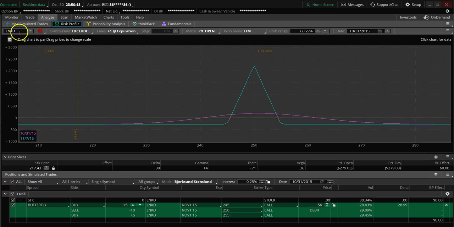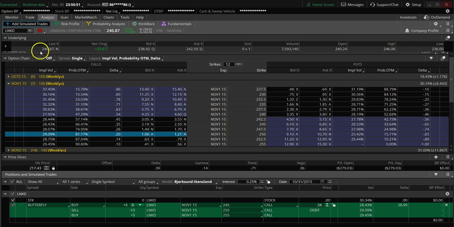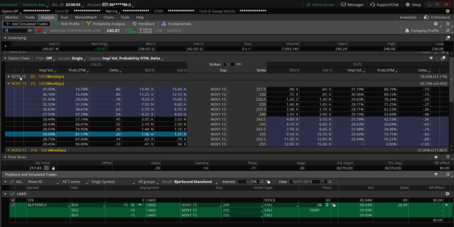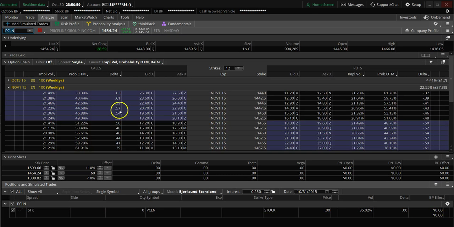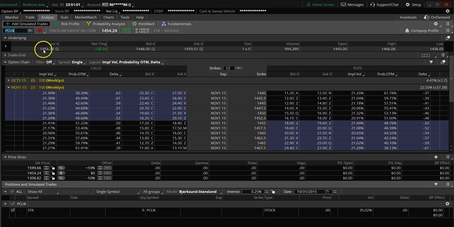And we can take a look at another stock on this, and we could look at something that's very expensive. Let's look at Priceline. Okay, same thing. Priceline is $1,454. Now, we could never dream of buying this stock. This stock would cost us $145,000 to buy 100 shares. Well, I'm certainly not going to do that.